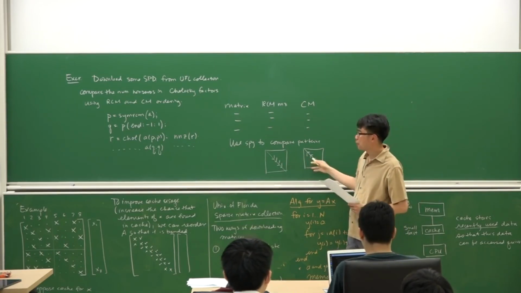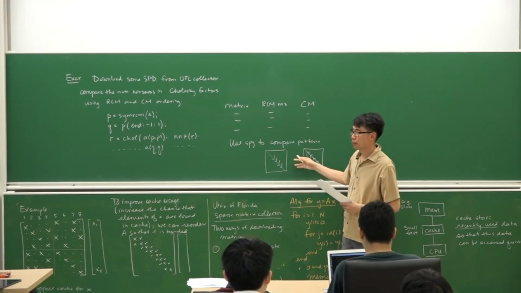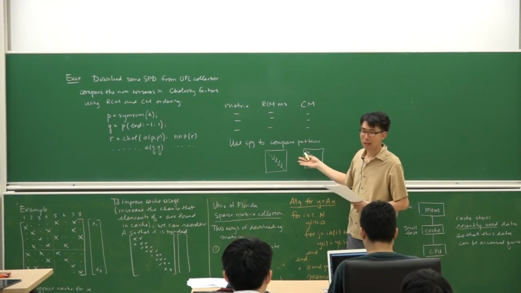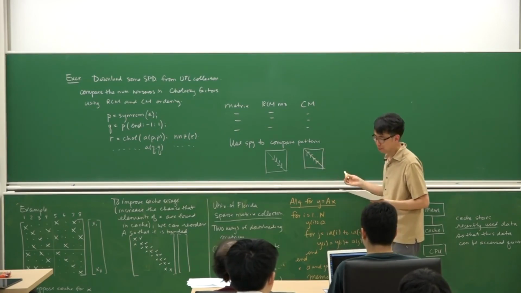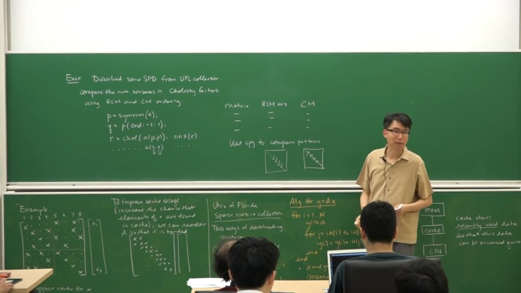Okay, so this doesn't always happen, but try to find some examples maybe in which it does, or maybe you can't find any, I'm not sure. But it's an interesting question. I've never done this myself, to really try to understand what is the difference between RCM and Cuthill-McKee.